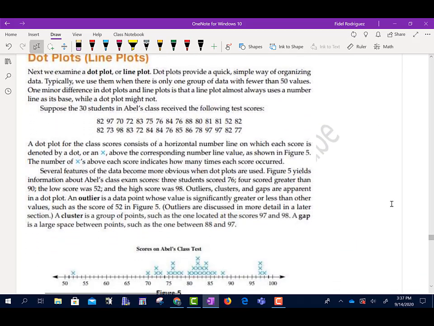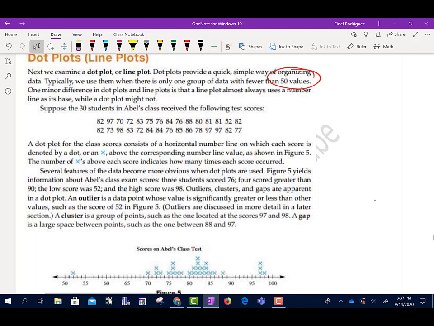Alrighty. So we have something called dot plots, sometimes called line plots. It says, next we're going to examine a dot plot or a line plot. Dot plots provide a quick, simple way of organizing data. Typically we use them when there is only one group of data with fewer than 50 values, okay? One minor difference in dot plots and line plots is that a line plot almost always uses a number line as a base, while a dot plot may not.